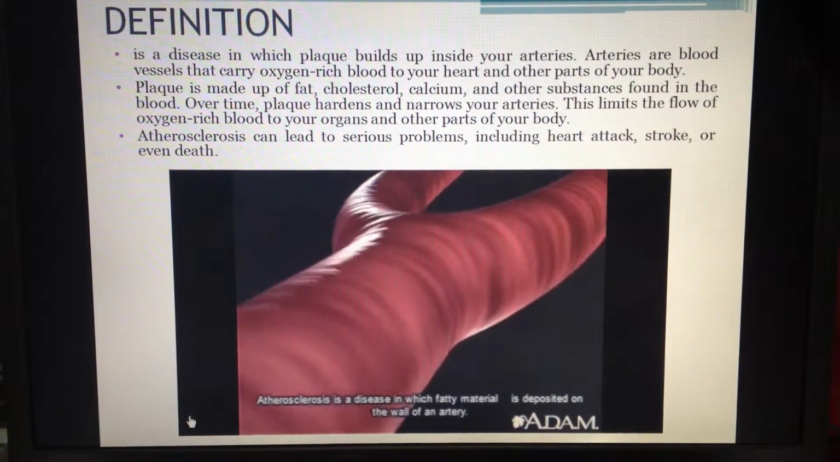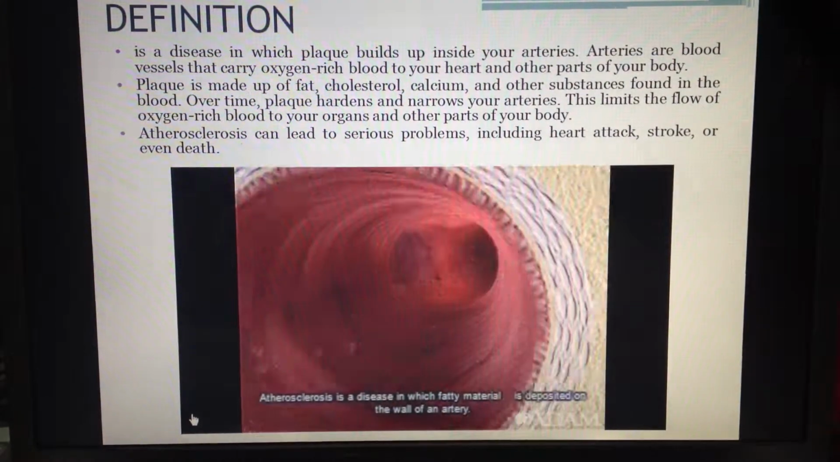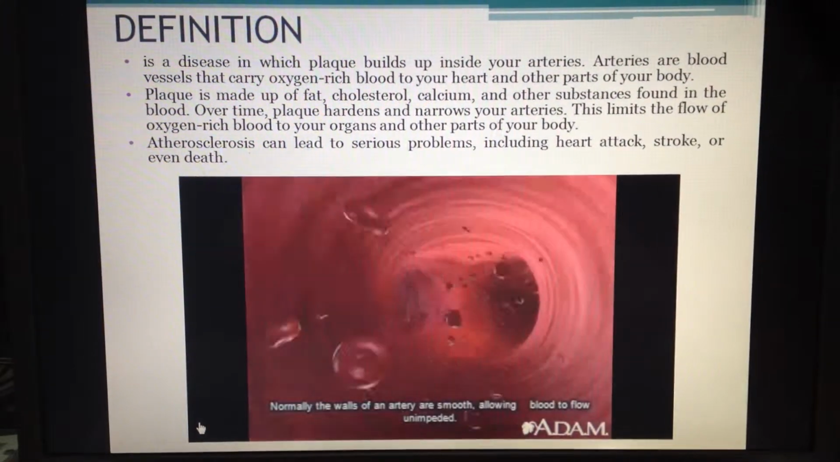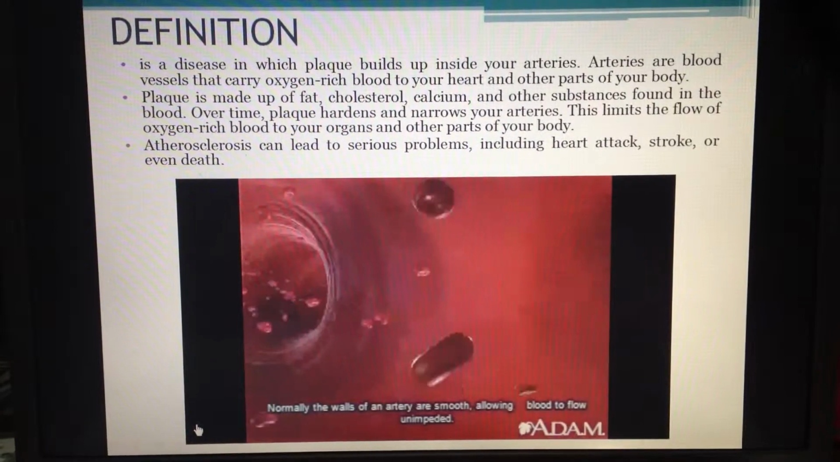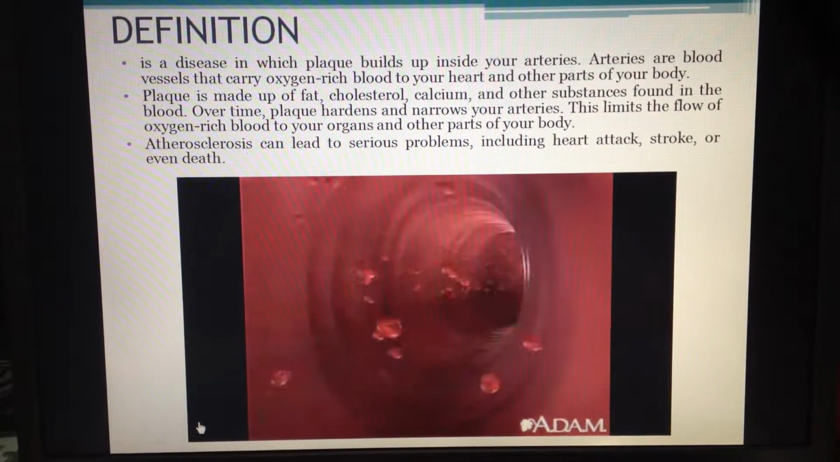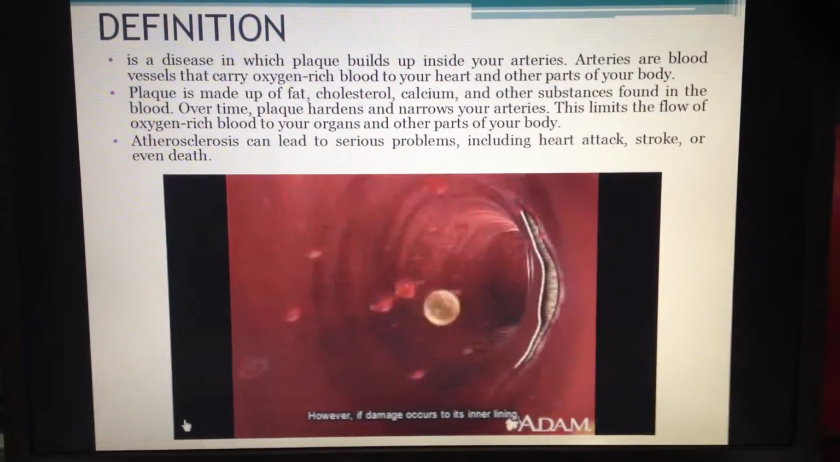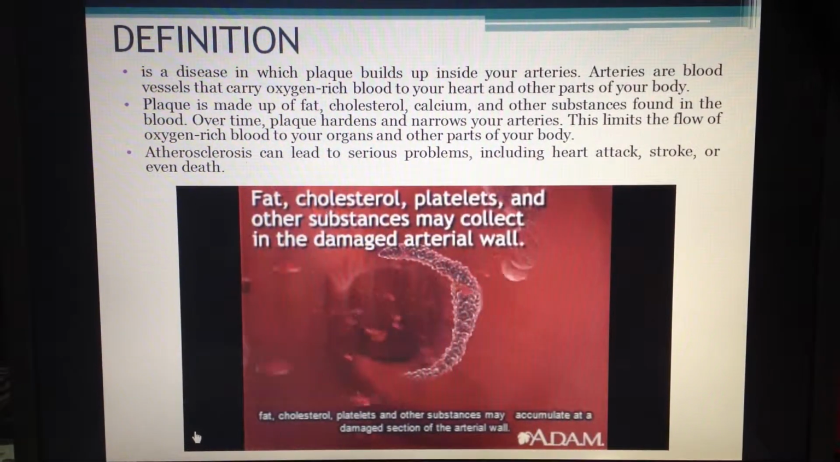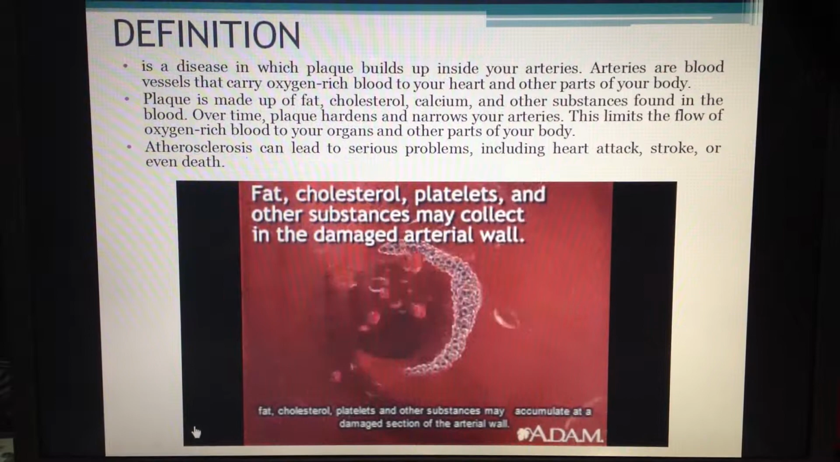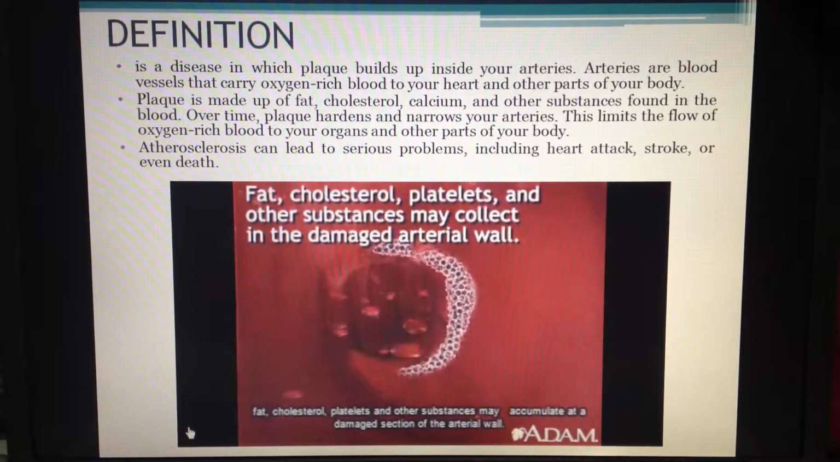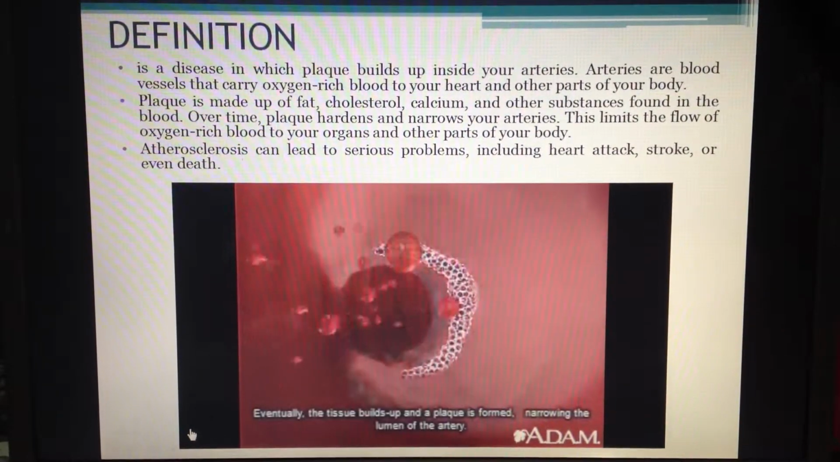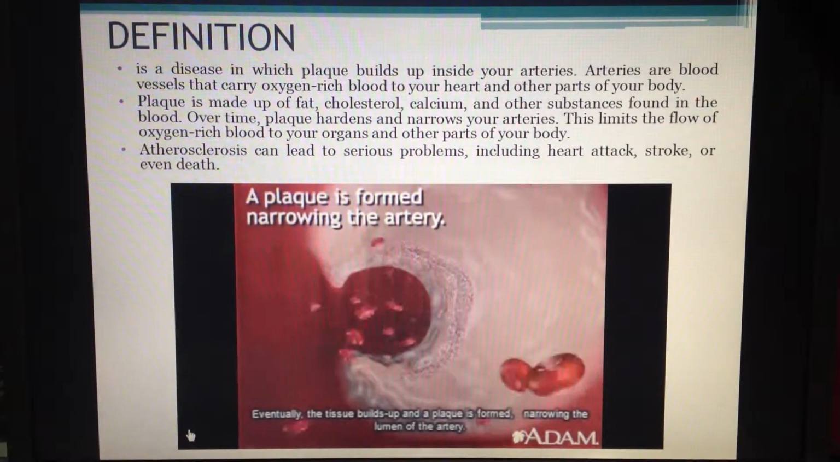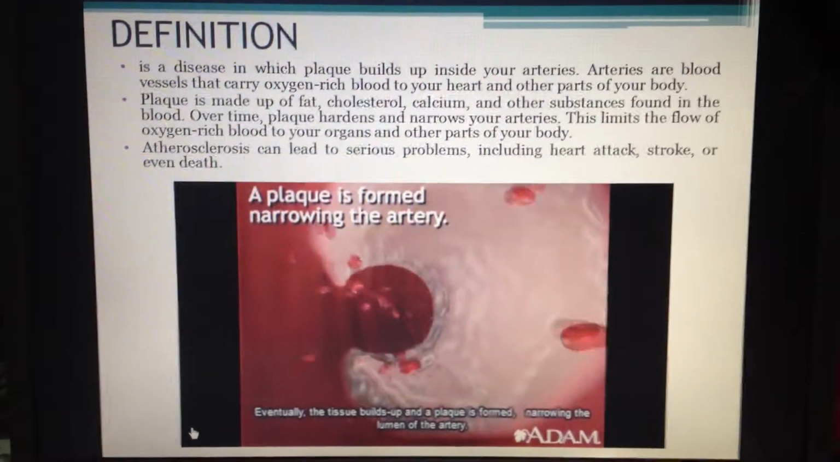Atherosclerosis is a disease in which fatty material is deposited on the wall of an artery. Normally, the walls of an artery are smooth, allowing blood to flow unimpeded. However, if damage occurs to its inner lining, fat, cholesterol, platelets, and other substances may accumulate at a damaged section of the arterial wall. Eventually, the tissue builds up and a plaque is formed, narrowing the lumen of the artery.